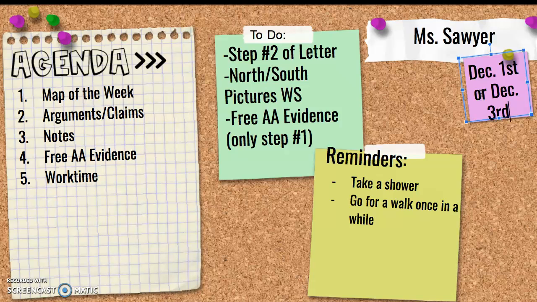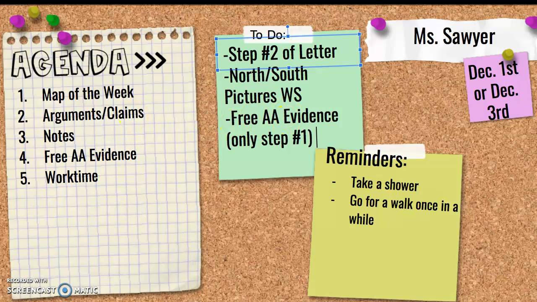We did map of the week, which I'll skip for you. We're talking about arguments and claims, taking a few notes, talking about free African American evidence before the Civil War, and then we had some work time in class. Things we're working on: Step 2 of our letter to a legislator. Yesterday we did the North and South pictures worksheet. If you didn't finish that up, you need to. And then we'll have a free African Americans evidence activity, and you just need to do step 1 of that, and I'll explain that later.